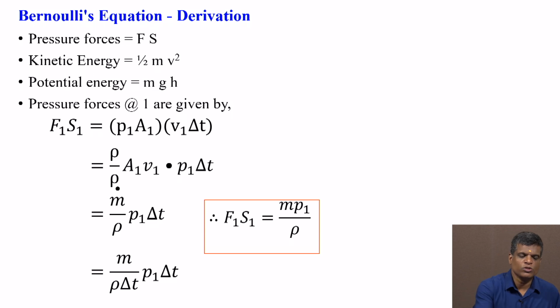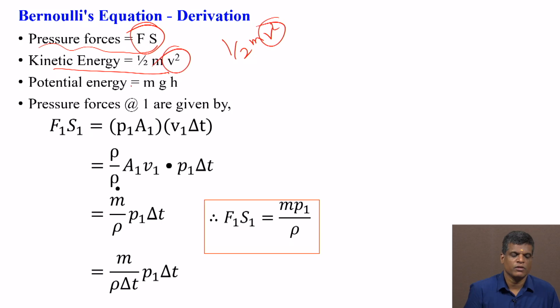So, what is the pressure force here? We call it Fs. Then the kinetic energy, (1/2)mv², because for kinetic energy the velocity plays the main role. Then the potential energy, mgh, where the height plays the main role; the height is very important here.